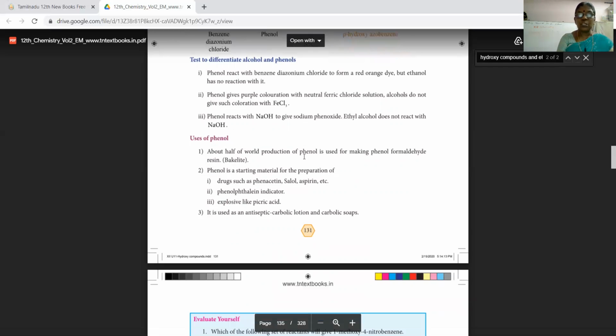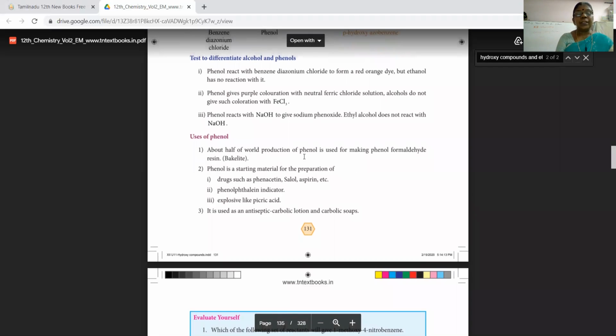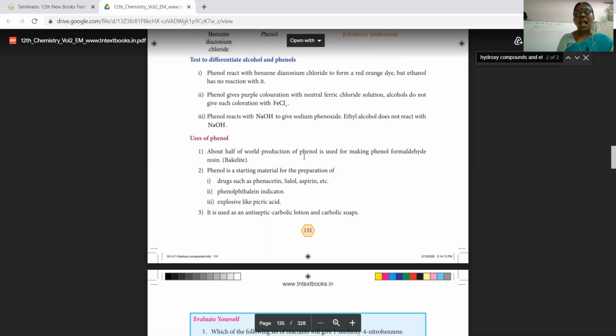Next is uses of phenol. About half of the world production of phenol is used for making phenol formaldehyde resin, that is nothing but bakelite. That is used to prepare cooker handles. It is one type of plastic. Next, phenol is used as a starting material for the preparation of drugs such as phenacetin, salol, and aspirin.